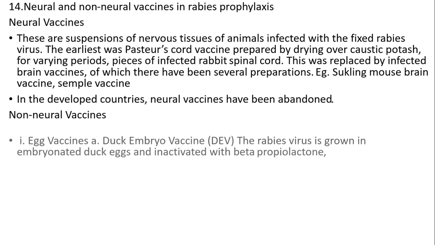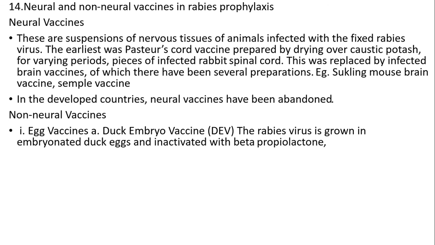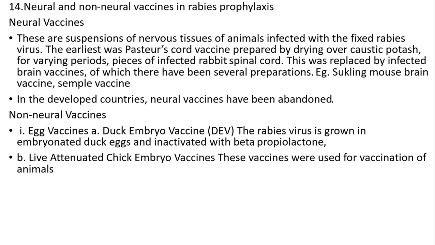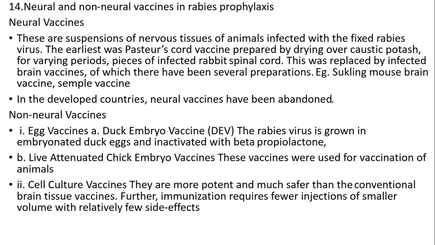Non-neural vaccines include duck embryo vaccine. The rabies virus is grown in embryonic duck eggs and inactivated with beta-propiolactone. Live attenuated chick embryo vaccines are used for vaccination of animals, and cell culture vaccine is a more potent and safer alternative to conventional brain tissue vaccine. Further, immunization requires fewer injections of smaller volume with relatively few side effects.